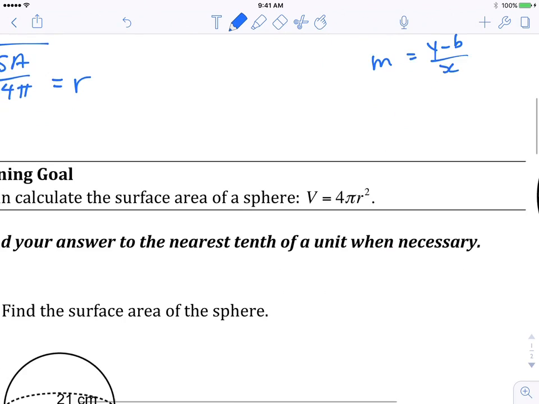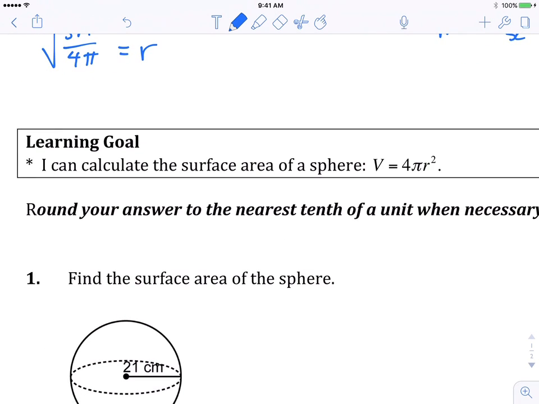All right, so now we're looking at the learning goal. I can calculate the surface area of a sphere. Pretty simple. You have an equation 4 times pi r squared. So pi r squared is the area of a circle, but 4 times pi r squared would be the area of a sphere that has the same radius as that circle.